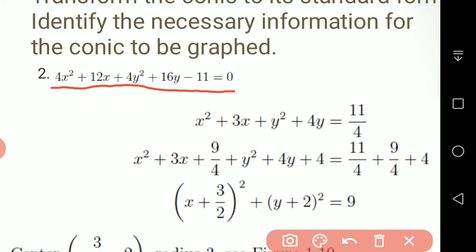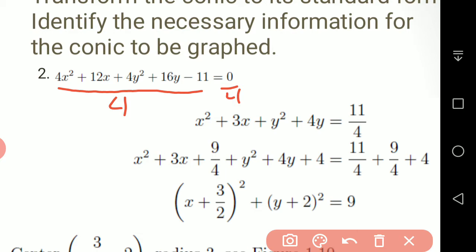First, we need to remove the coefficient of our second degree variables. The coefficient of our second degree variables is 4. So we divide all terms by 4.